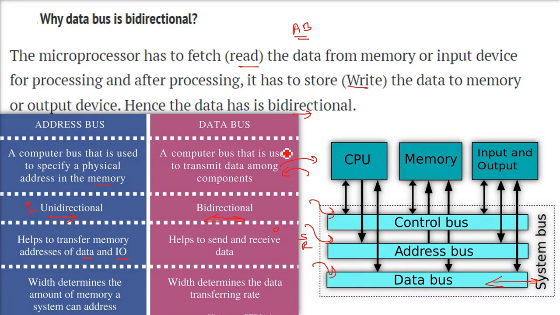The width of the address bus will determine the amount of memory a system can address, while the width of the data bus determines the data transferring rate. For example, you have an address bus of 16 bits. So 2 to the power 16, that is 64K, is the addressing capability, while an 8-bit data bus means an 8-bit microprocessor.